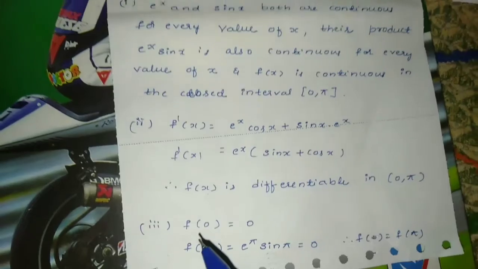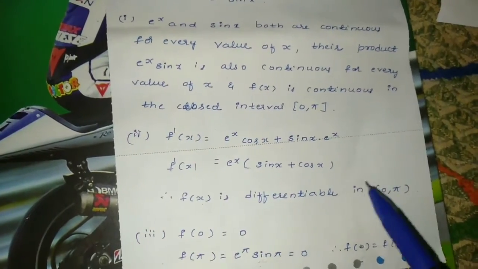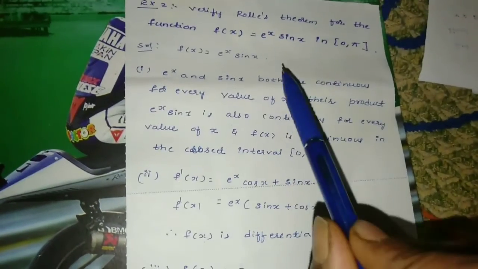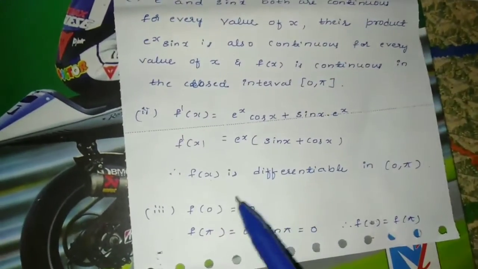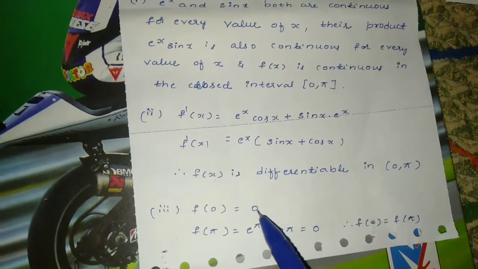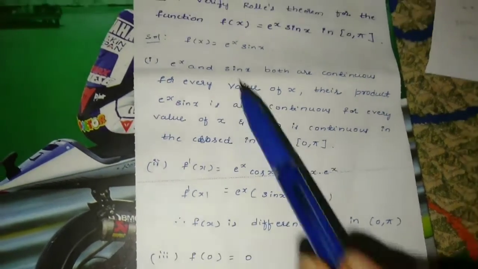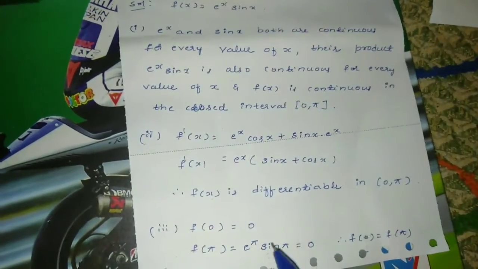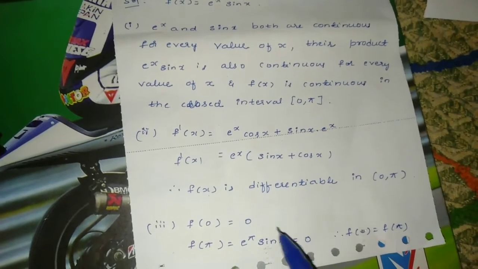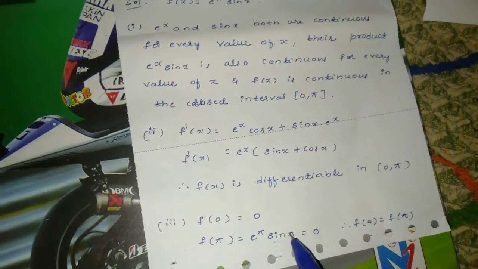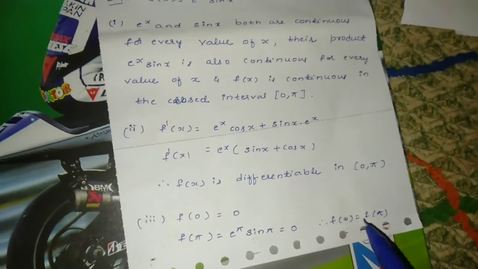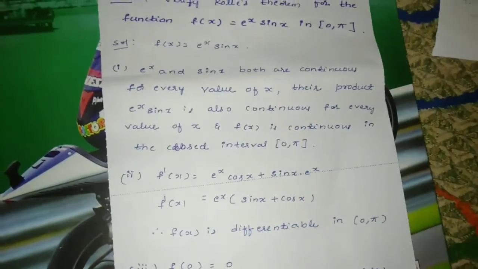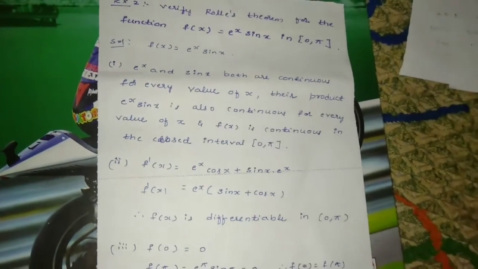The third condition: in place of x we replaced 0. In this equation we get e power of 0 sin 0. Sin 0 value is 0. Then f of 0 is 0. And in place of x we replaced pi. In this equation we get e power of pi sin pi, and we know that sin pi value is 0. Therefore f of 0 equal to f of pi. Therefore, three conditions of Rolle's theorem are verified.